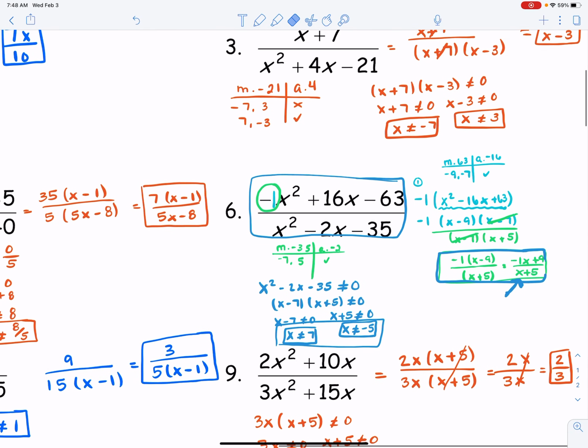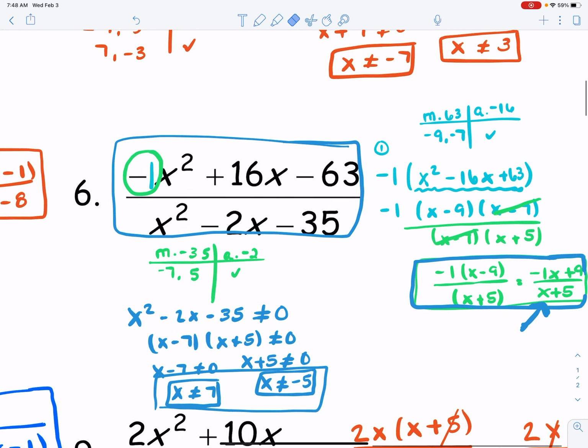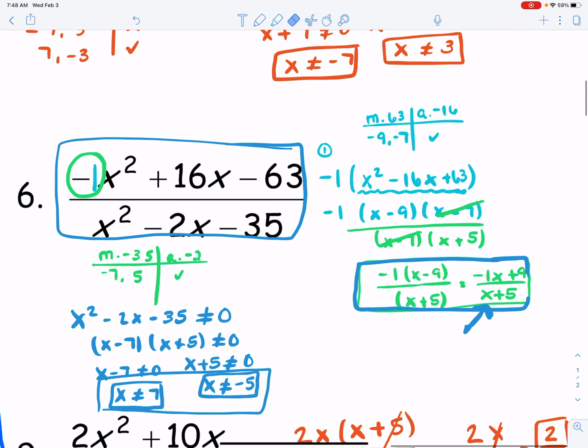But the main point of this video is if you have an a value or a leading coefficient, the number in front of x squared, if it's a negative, you have to divide by the negative 1 first, okay? All right, that's it.